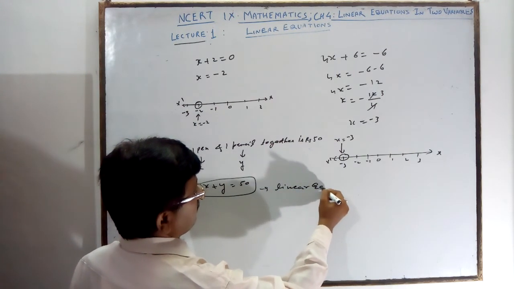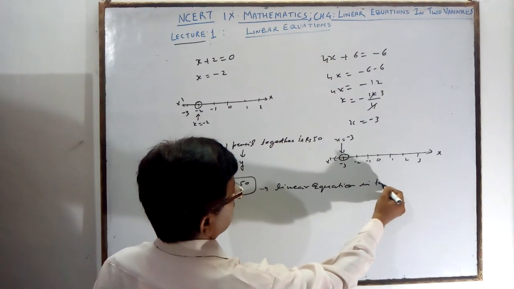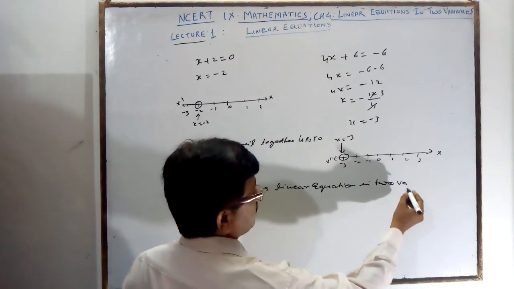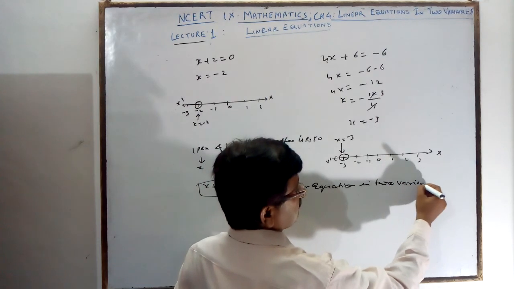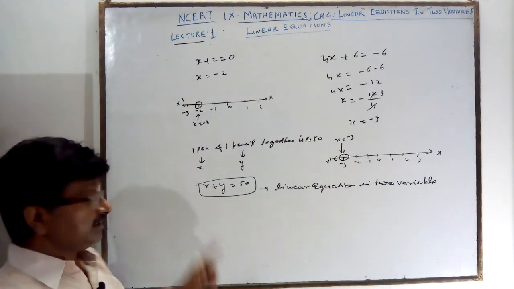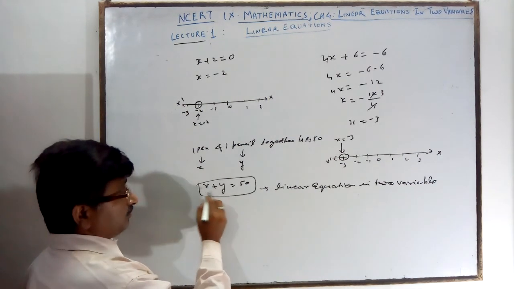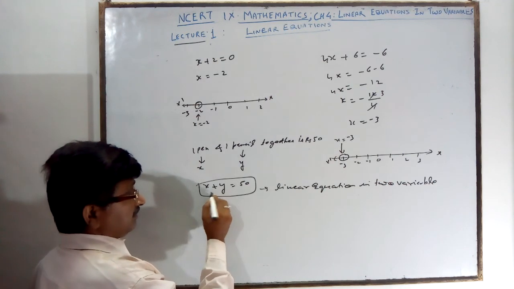Linear equation in two variables. It is called the linear equation in two variables. Here x and y are two unknown things. You don't know the value. So by this you can get many solutions.